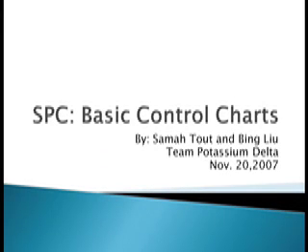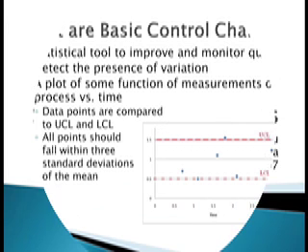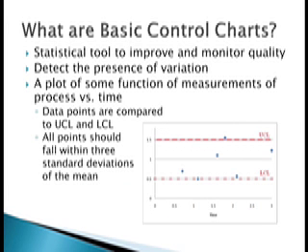Today we will be talking about SPC basic control charts. What are basic control charts? They are a statistical tool for improving and monitoring quality. They detect the presence of variation, and in its basic form, a control chart is a plot of some function of measurements of a process versus time.